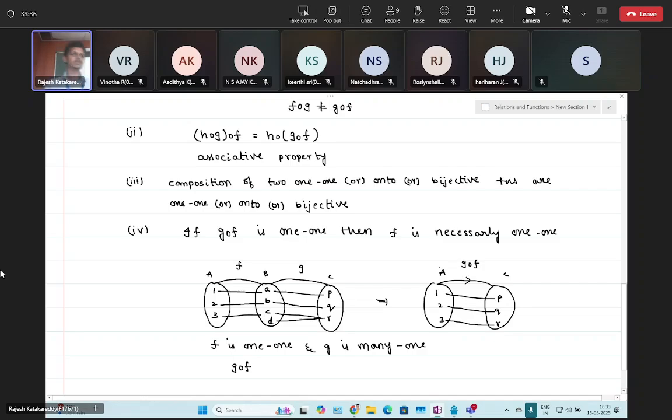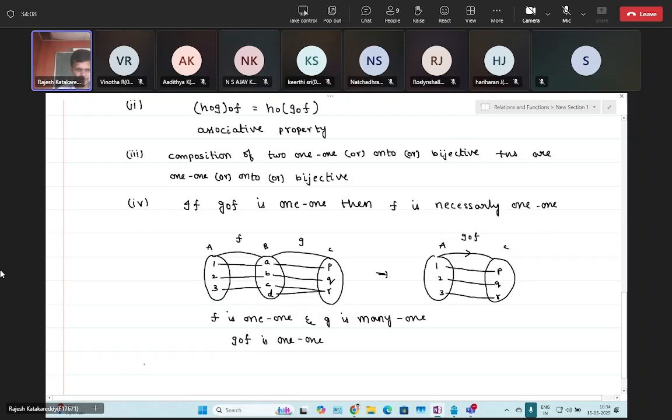Here f is 1-1 only. If both are many-one, in that case we cannot say anything. It may be 1-1, it may not be 1-1, depends on the given thing. In general, I am saying, if the composition is 1-1, then f should necessarily be 1-1. If I take something else, I won't get that. Clear? See here, g composition f is 1-1. This is for the 1-1 property.